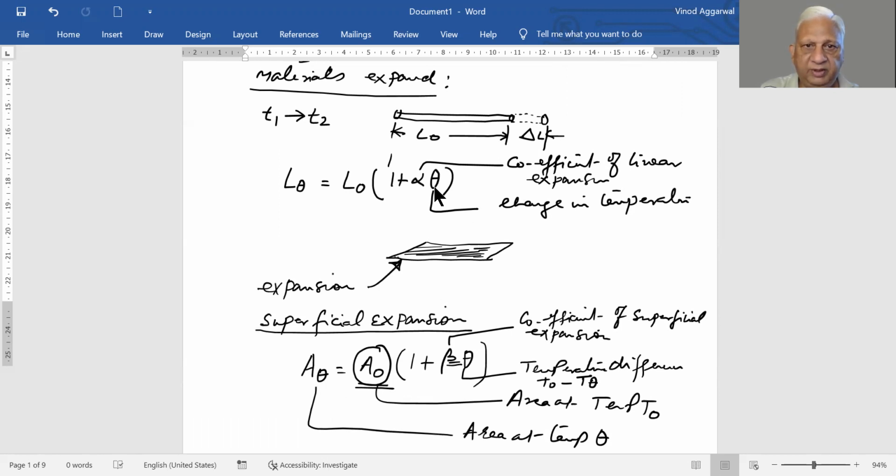Similarly, the same thing holds for linear expansion also. Theta is not the temperature at which you are taking the reading. Theta is the difference in temperature between this temperature and this temperature.